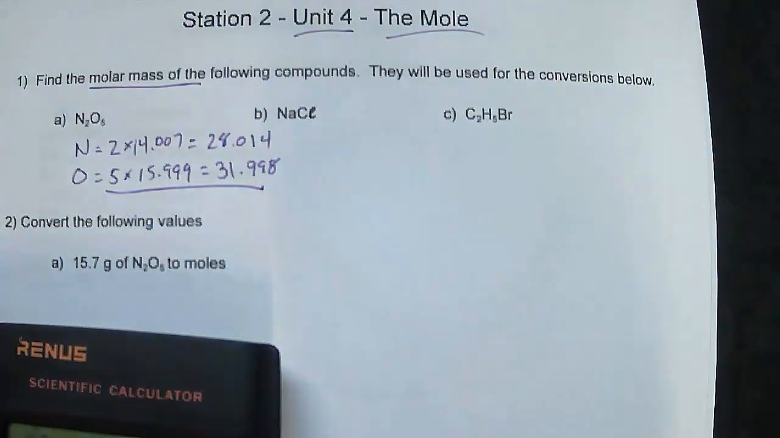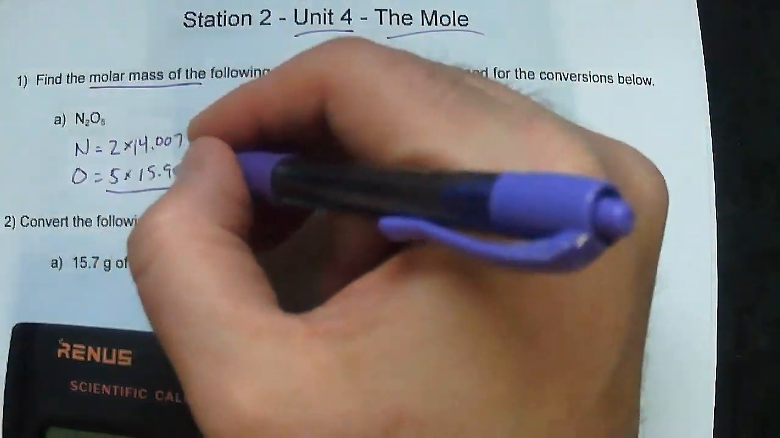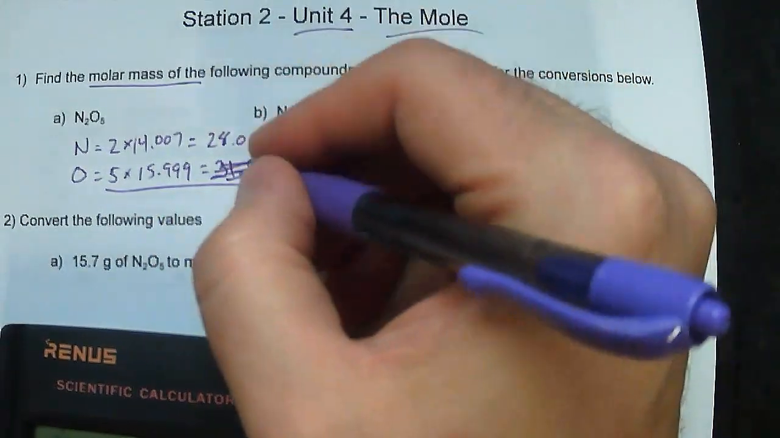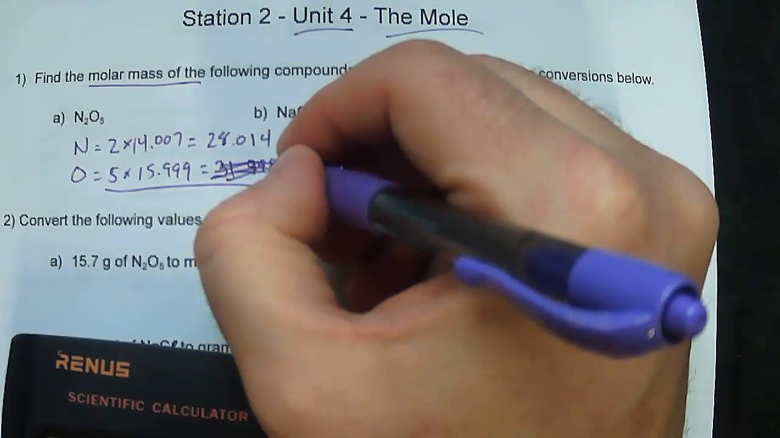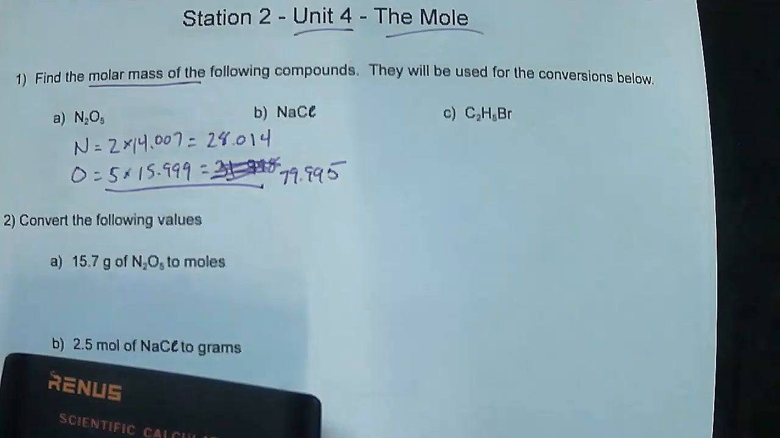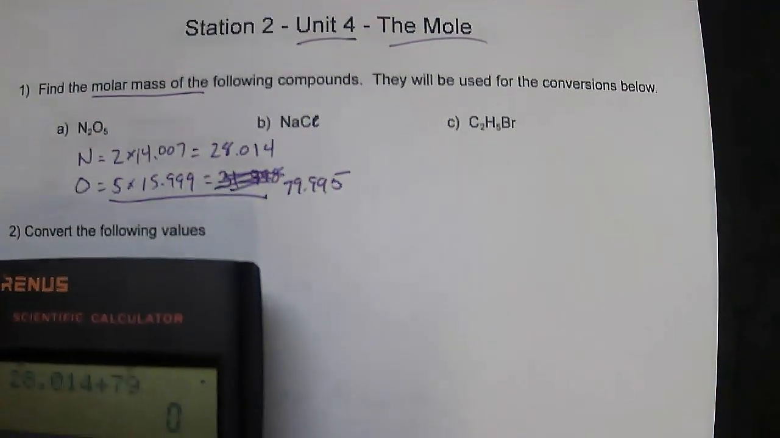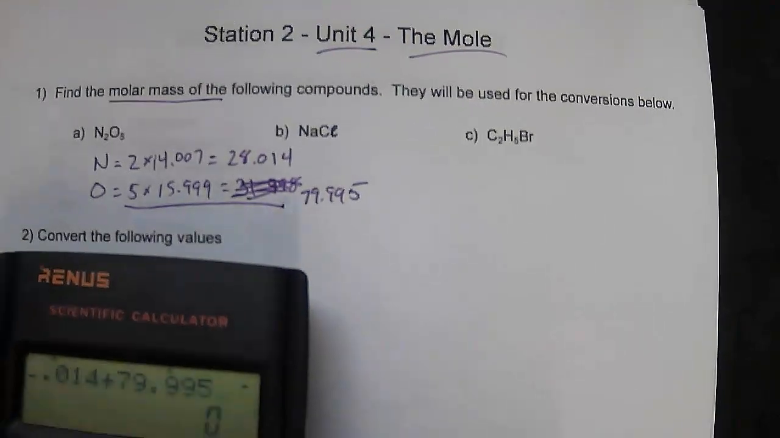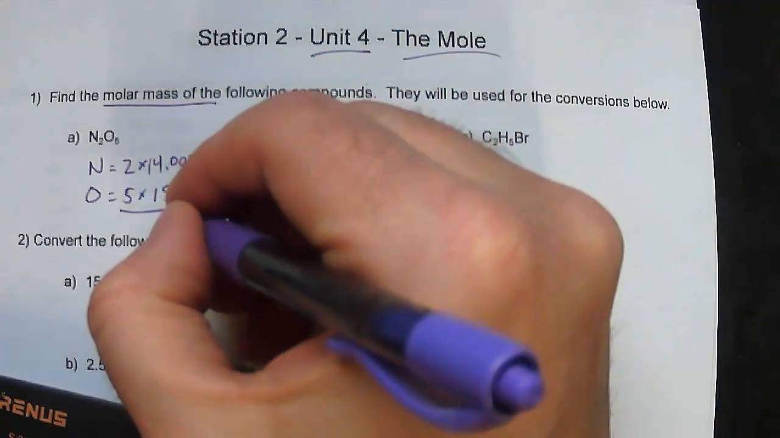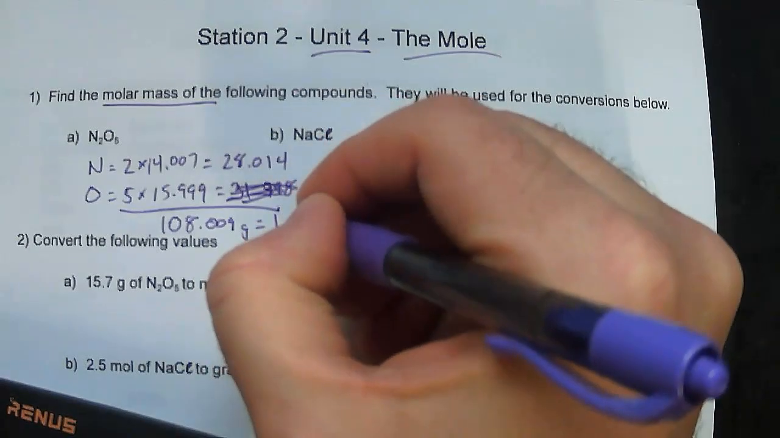Okay. Make sure I multiply. 5 times 15 is not 31. That's going to be 79.995. Sorry. We get 108.009. 108.009 grams equals 1 mole.